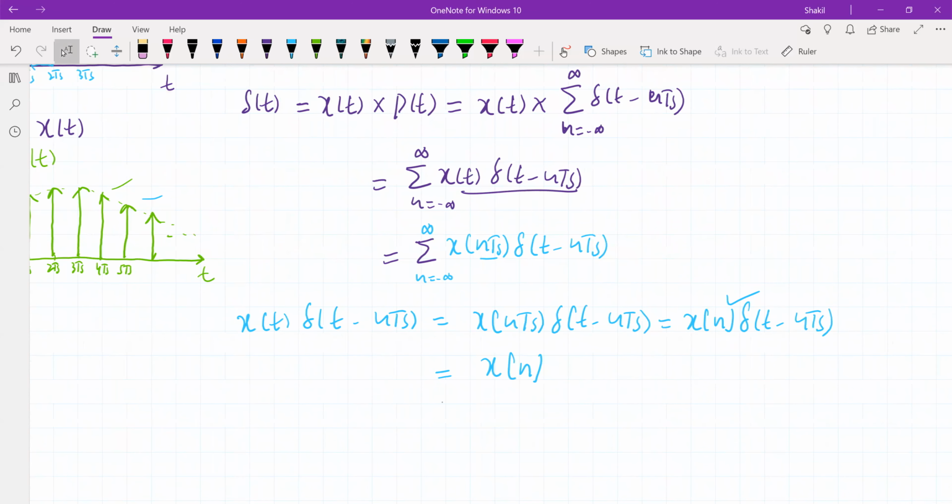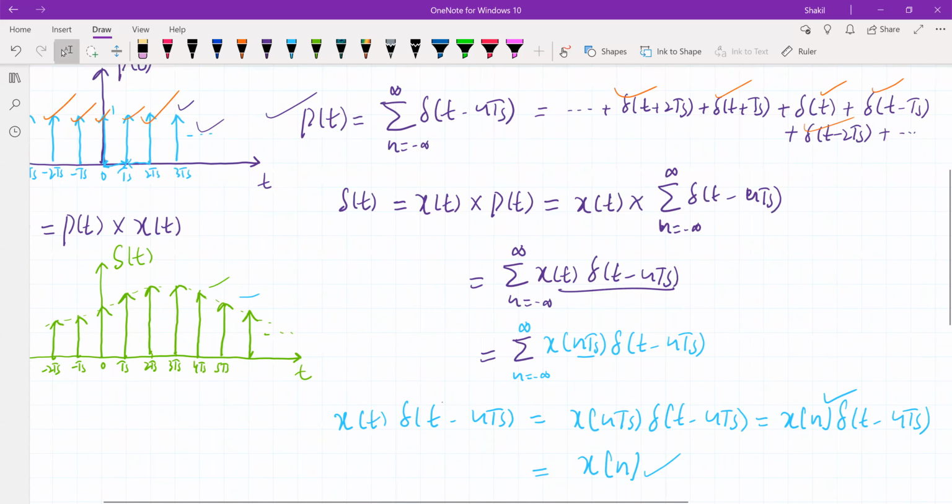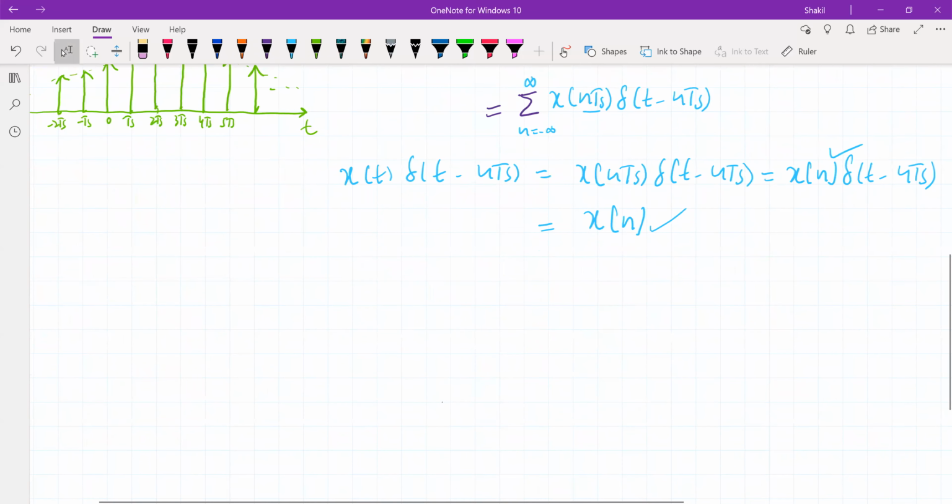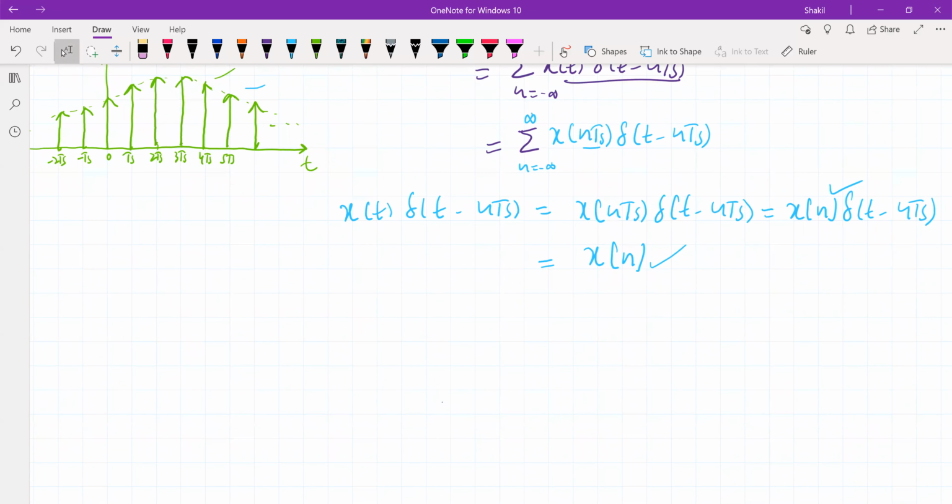Please remember it. So this is one sample value of x of t. This is the nth sample, and n can be anything: 0, 1, 2, 3, or minus 1, minus 2, and so on. So this is how we sample a continuous time signal and convert it into discrete time. I hope you understood this.